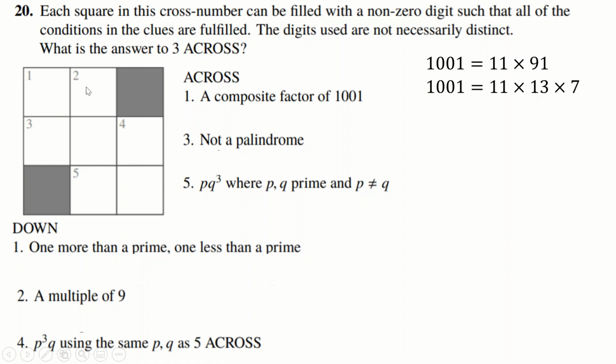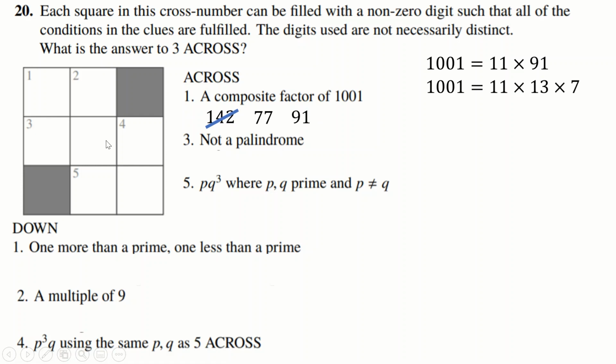Now, 1 across is a composite factor of 101, so it's not any of these because these are prime factors. It's what happens when you multiply some of these together. So 11 times 13 is 143, but 1 across is a 2-digit number, so that's not right. 11 times 7 is 77, and 13 times 7 is 91, as I said before. So it's actually just got to be one of these two numbers, right? Because it's a 2-digit number. So that's fairly limiting already, which is good.